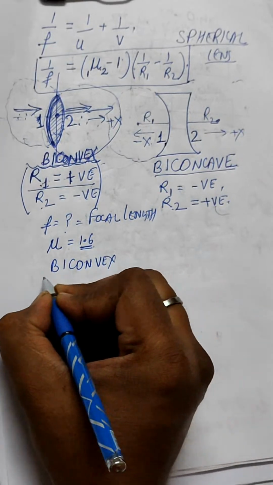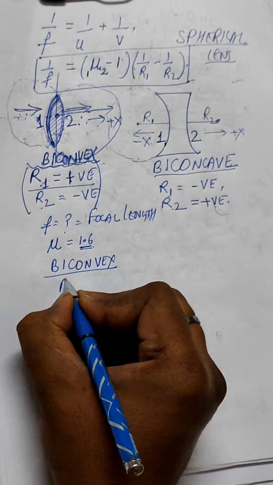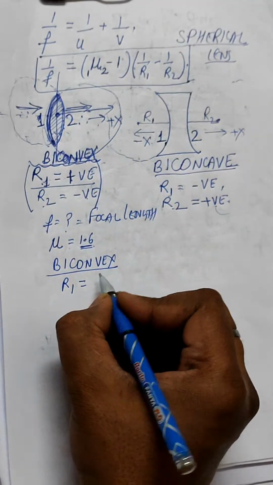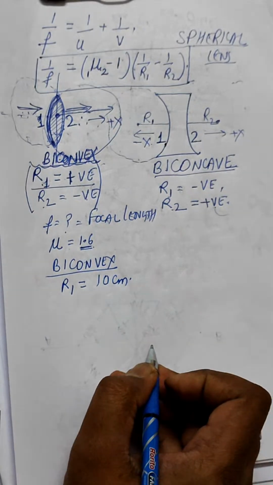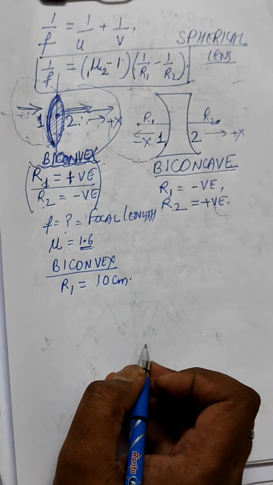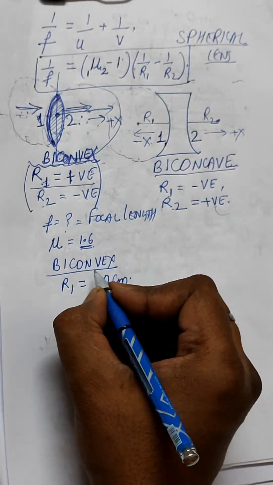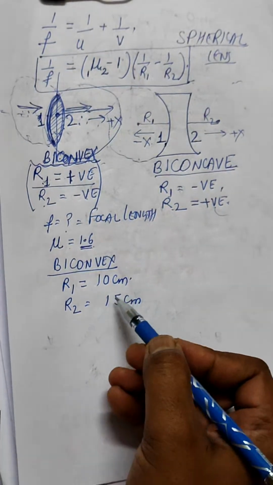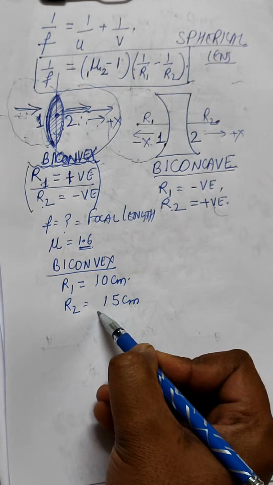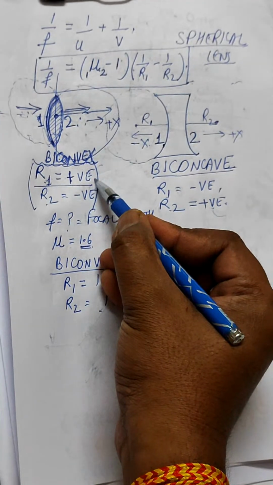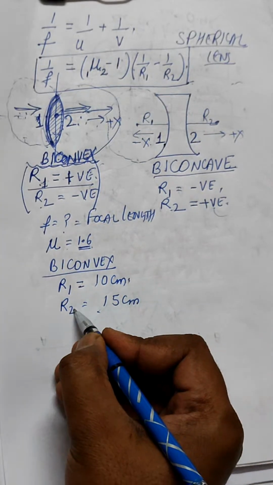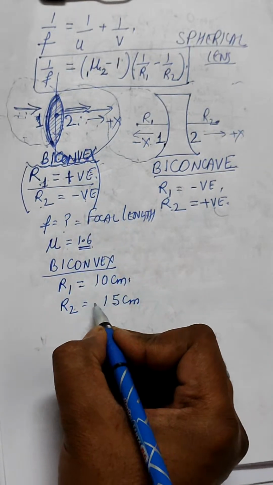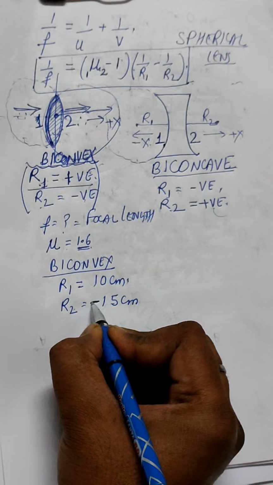For the first part, the lens is biconvex and R1, the radius of curvature of the first surface, is given to you as 10 centimeter, right? And R2 is given to you as 15 centimeter. So what will be the sign of R1 and the sign of R2? R1 will always be positive, so this is fine, and R2 is 15 centimeter, but for any biconvex lens R2 is negative, so the value of R2 will be negative, right?